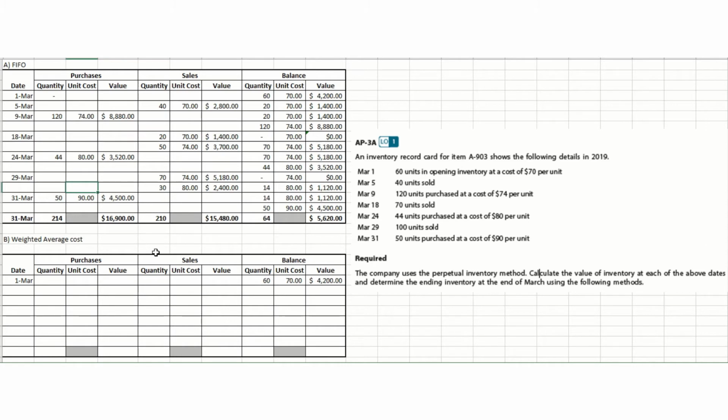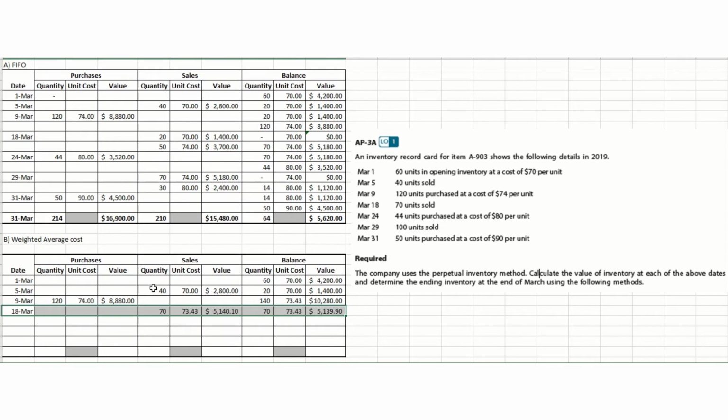The next part of this question says to do the same entries but use weighted average cost. So in this situation, we still have the 60 units opening with a value of $4,200. We sold 40 of them, dropping our value of inventory to $1,400 for 20 units. March 9th, we bought 120 units for a value of $8,880. We now have 20 units plus 120 is 140 units. Our total inventory is the $1,400 plus the $8,880 for a total cost of inventory being $10,280. Increasing our weighted average cost, $10,280 divided by 140 units, to $73.43 each.